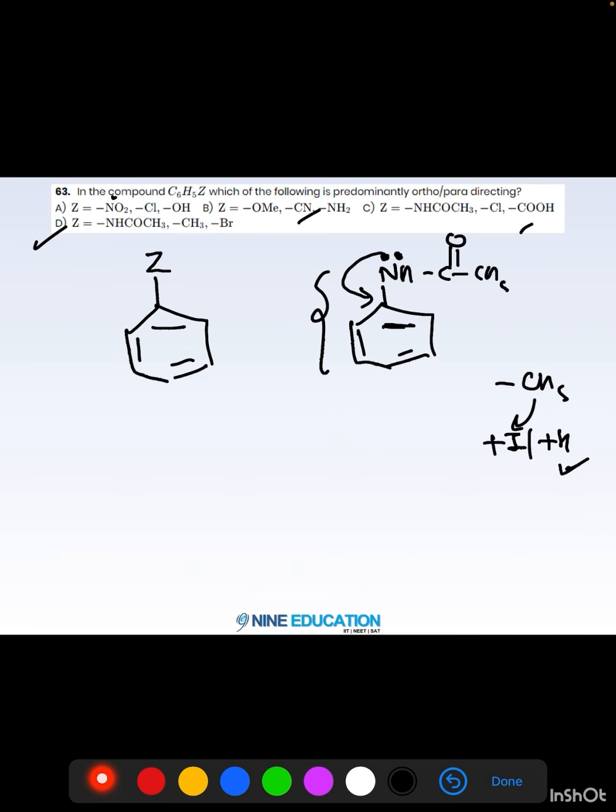Coming to the bromine, if benzene is connected to bromine, although it will be having an overall withdrawing effect, the bromine bearing lone pair, whatever plus M effect it will be showing, it will also be ortho-para directing. So halogens, although overall they are withdrawing, show ortho-para directing nature. That thing you need to remember here. And with this only, option D should be correct for this 63rd question.